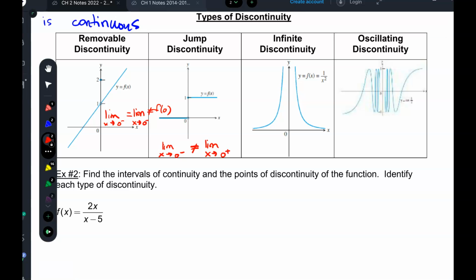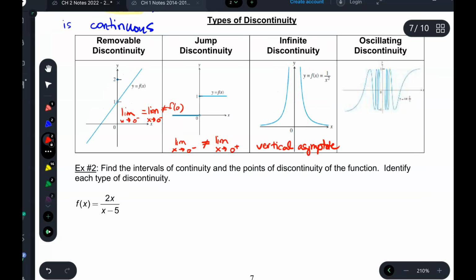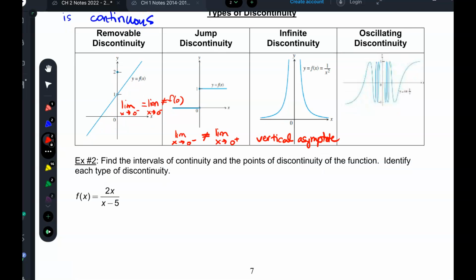And finally, the infinite discontinuity, that's when it goes to positive or negative infinity, basically a vertical asymptote. Not a horizontal. Horizontal's different, right? Vertical, it's got to be infinite.